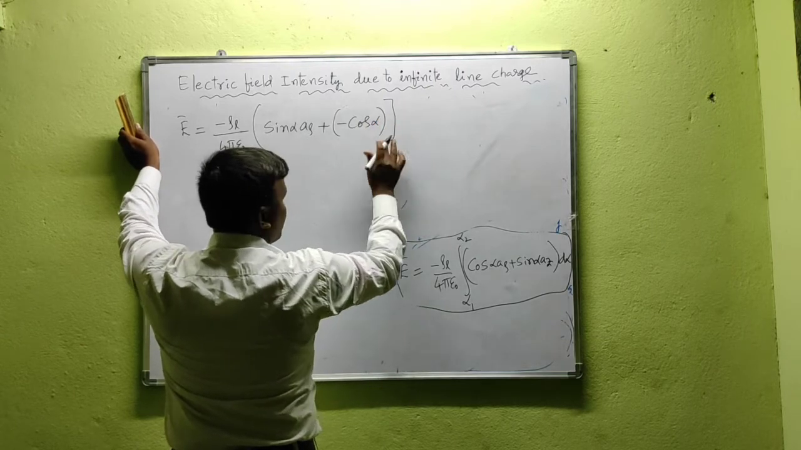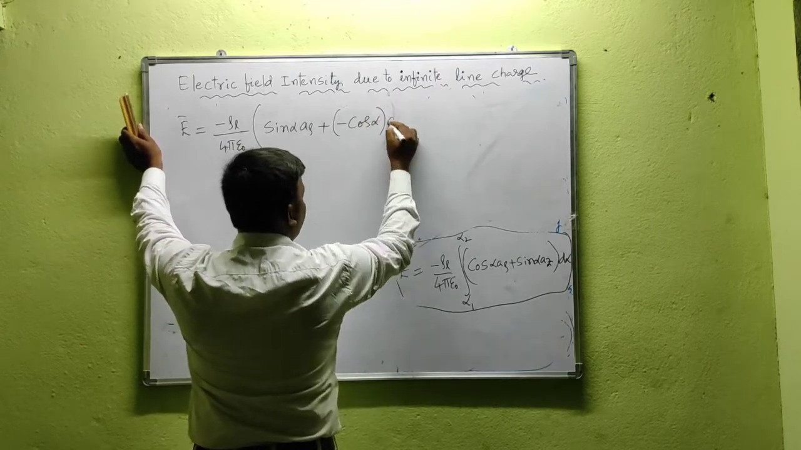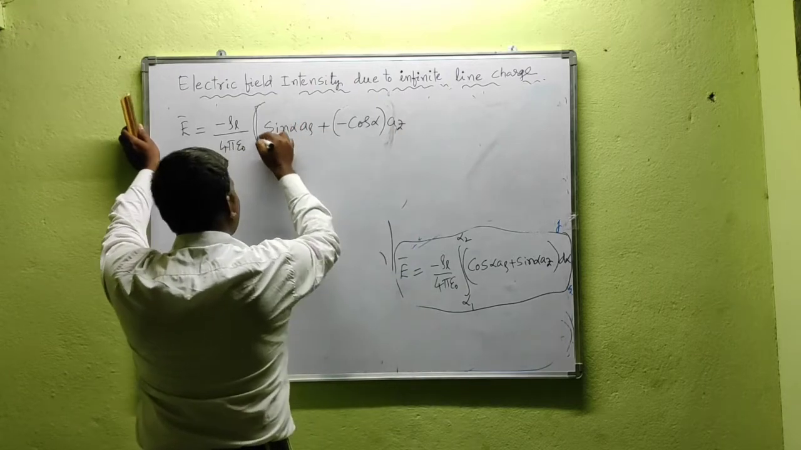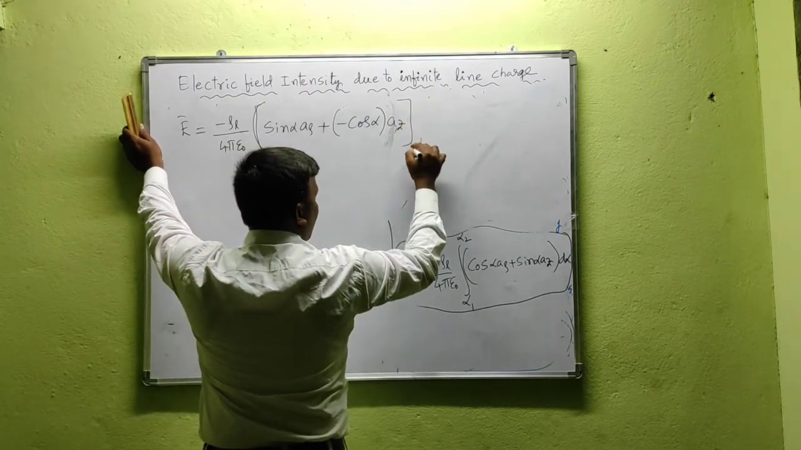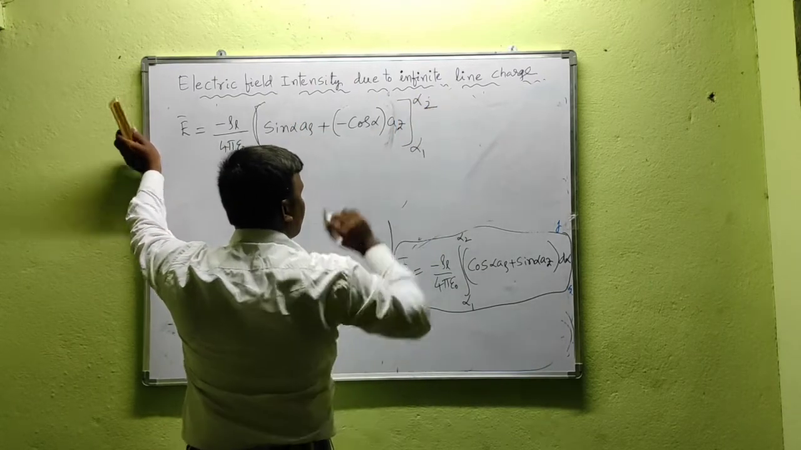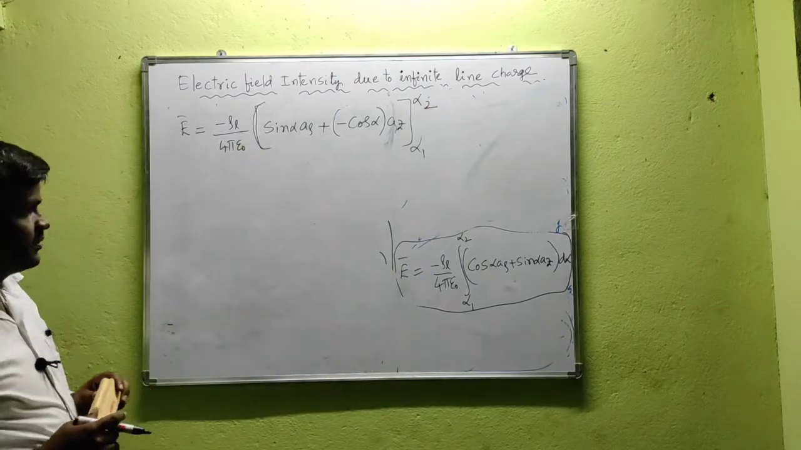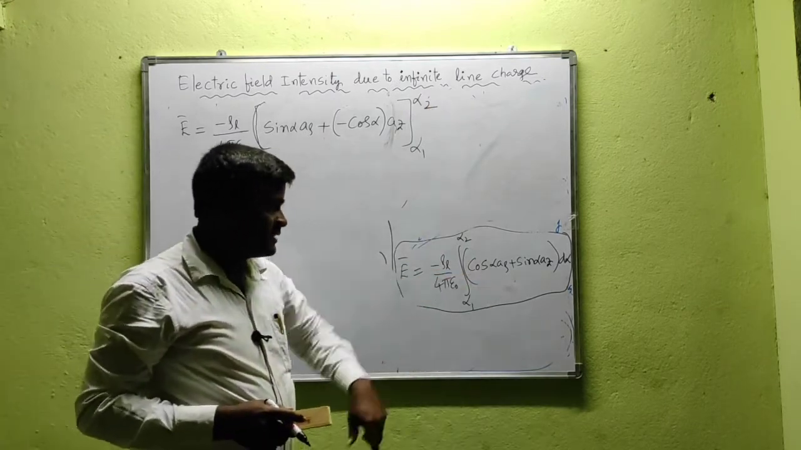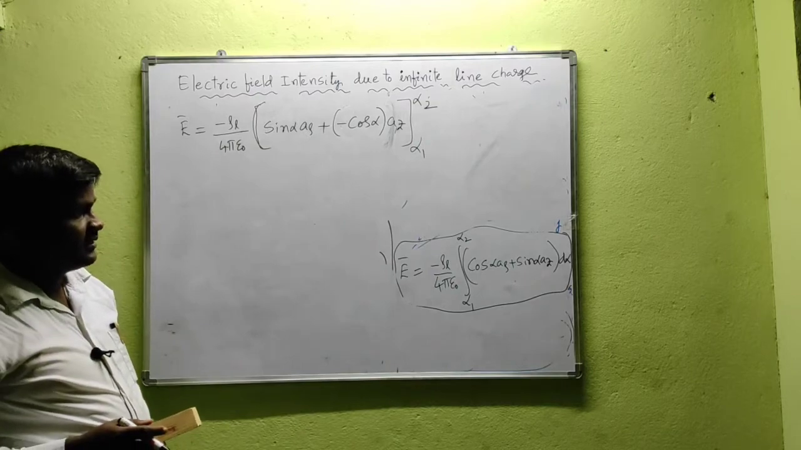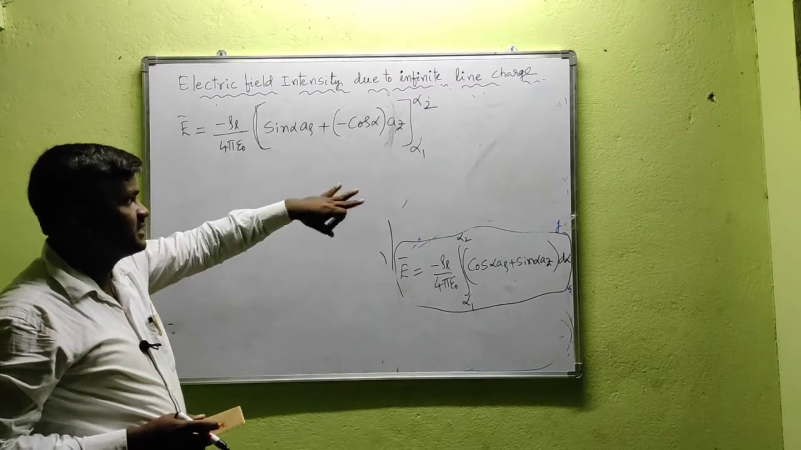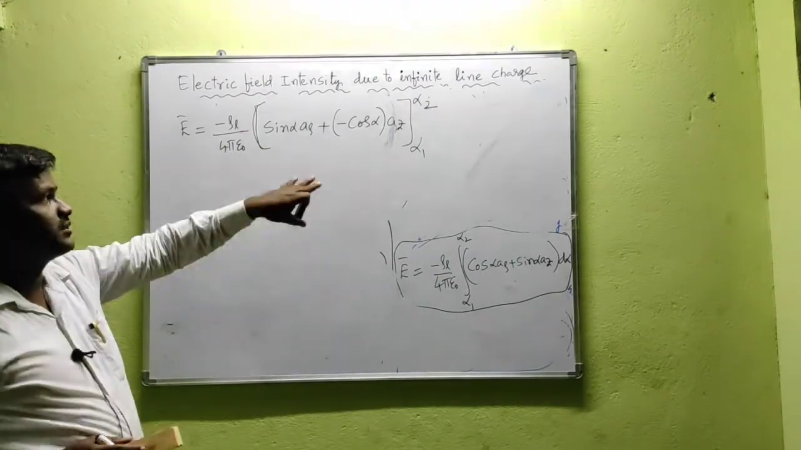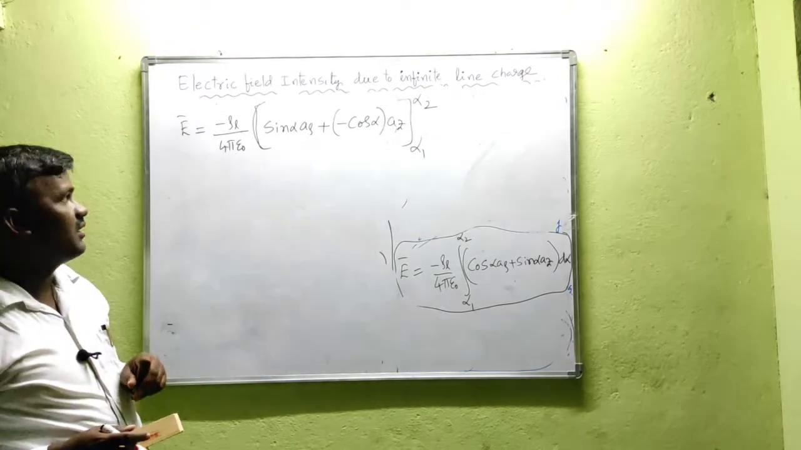Sorry, cos alpha into az. Limits are from alpha 1 to alpha 2. Integral cos alpha gives sin alpha, and integral sin alpha gives minus cos alpha. Limits are from alpha 1 to alpha 2. We need to substitute those limits alpha 1, alpha 2.